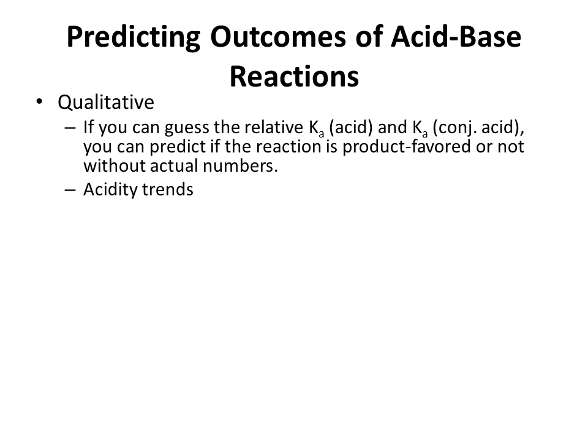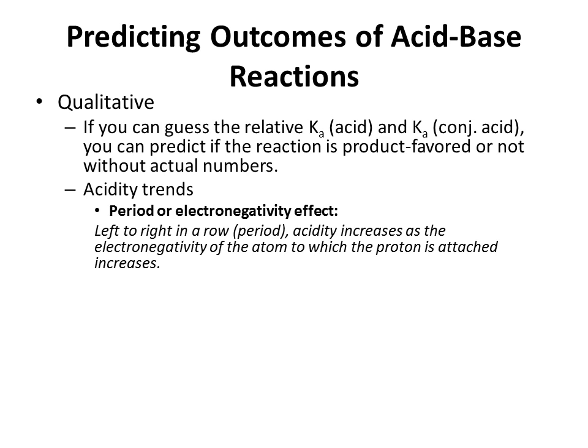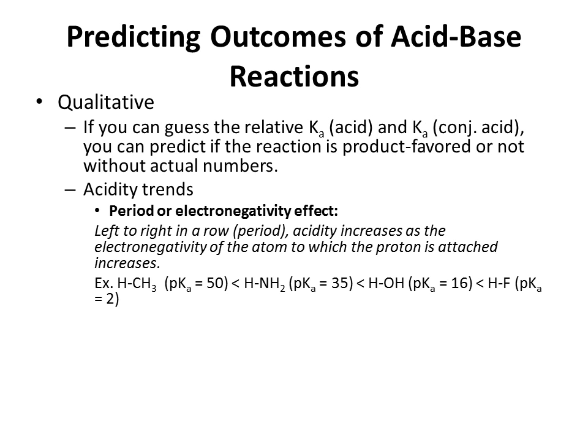These are the acidity trends that we will use to figure out whether or not this is true. We begin with the period or electronegativity effect. As you go left to right in a row or period of the periodic table, the acidity increases as the electronegativity of the atom to which the proton is attached increases. So for example, H attached to C in methane has a pKa of 50, whereas H attached to N in ammonia has a pKa of 35.